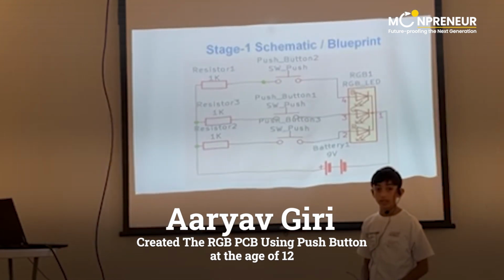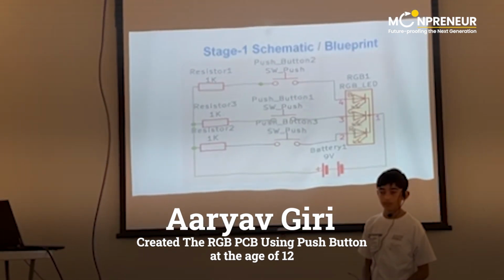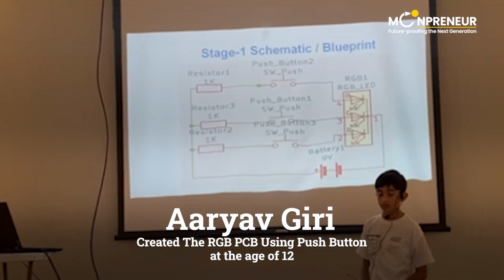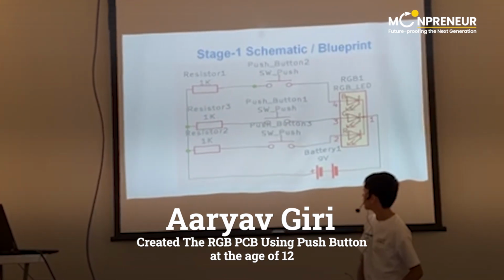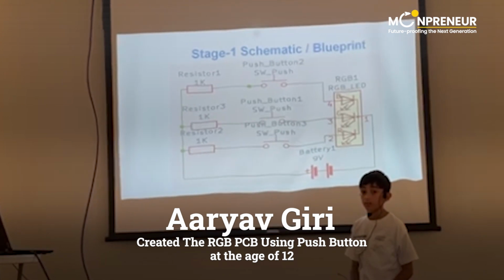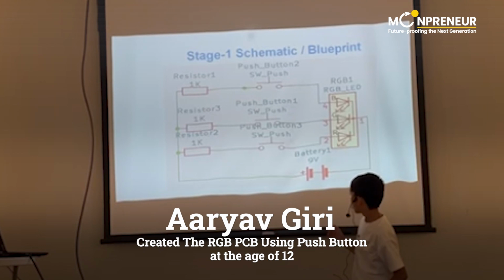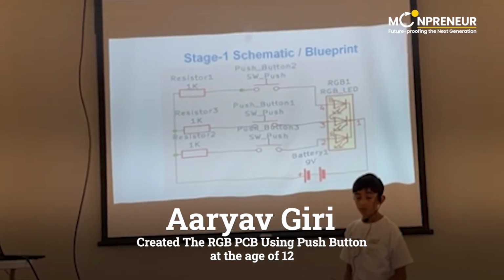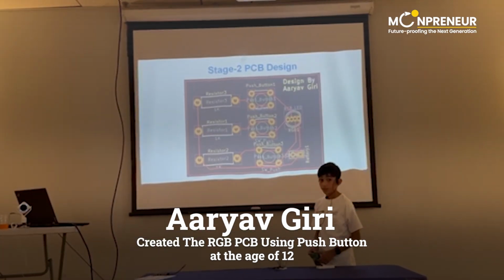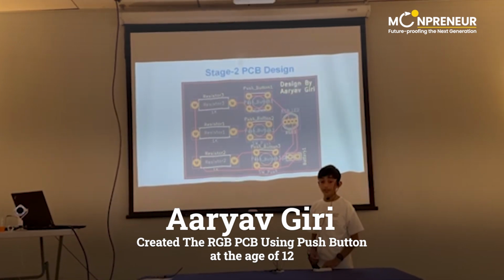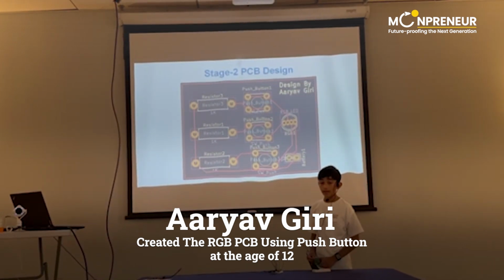So in order to create a PCB, these are the steps that you have to go through. The first step is the schematic. Schematic is another word for a blueprint. So here I have a simple RGB circuit blueprint. Stage 2 is the PCB design. Here I get to connect all my components together and add a name and logo.